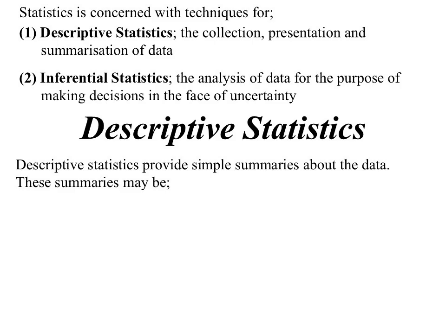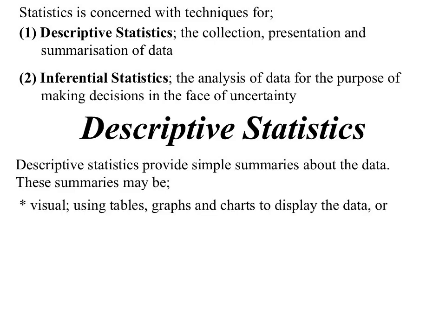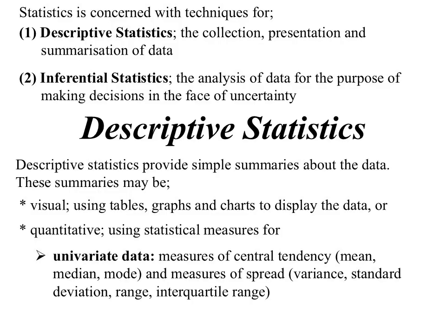They're the summaries. Visual: graphs, tables, data, charts. Quantitative are more our statistical measures. Like univariate data, where we look at central tendency measures, mean, median, mode, and spread, variance, standard deviation, range, interquartile range. Of course, there is bivariate data as well, and that's when we look at correlation, lines of best fit of the data, things like that.